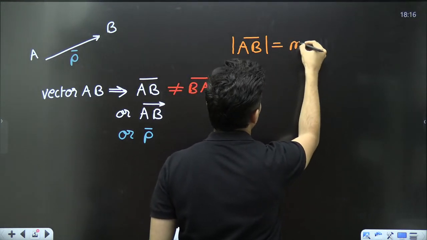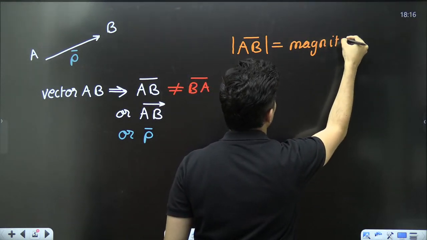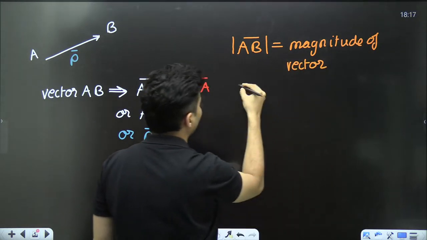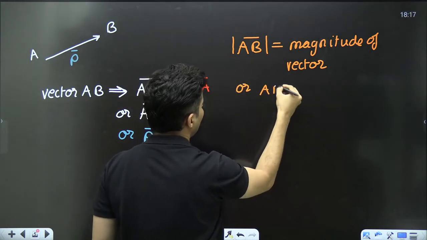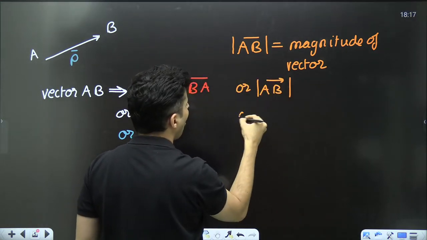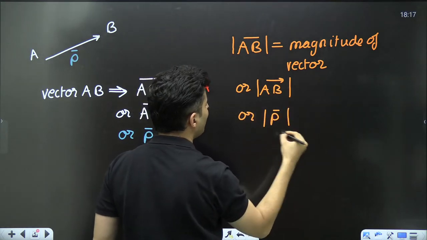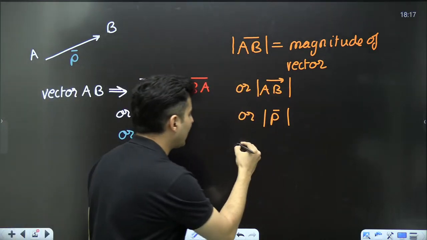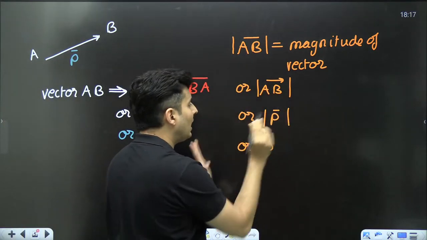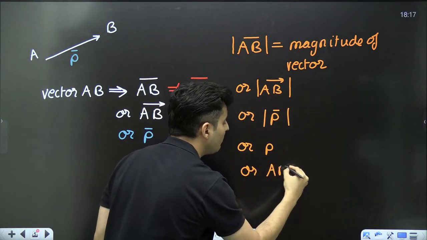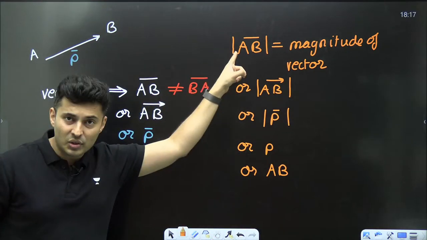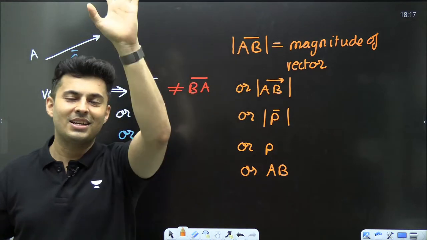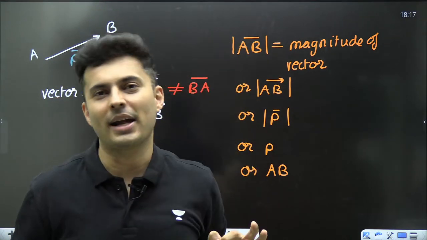So this is nothing but the magnitude of the vector. I can also write it as AB arrow mark with modulus, or I can also write it as modulus p vector like this. Okay, any of these things means modulus. I can also just write p without the bar. I can also write AB without the bar. So when the bar is not there, it becomes the magnitude. When the bar is there, then it becomes with the direction, so it is a vector quantity.